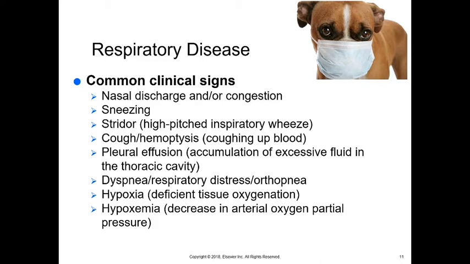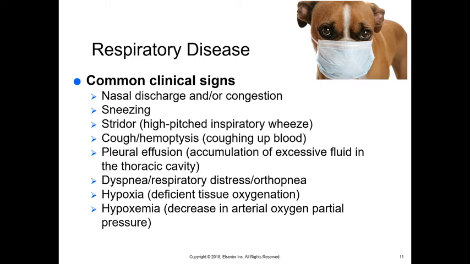That's called stridor. Cough or hemoptysis. Hemoptysis is coughing up blood. Pleural effusion. The pleura is the lining of the thoracic cavity. It's outside of the lungs. So pleural effusion is the accumulation of excessive fluid in the thoracic cavity outside of the lungs. And when you have too much effusion or fluid outside the lungs, they can compress and collapse the lungs. Dyspnea is difficulty breathing, respiratory distress. Orthopnea means that they have difficulty breathing in a certain position, typically lying down.